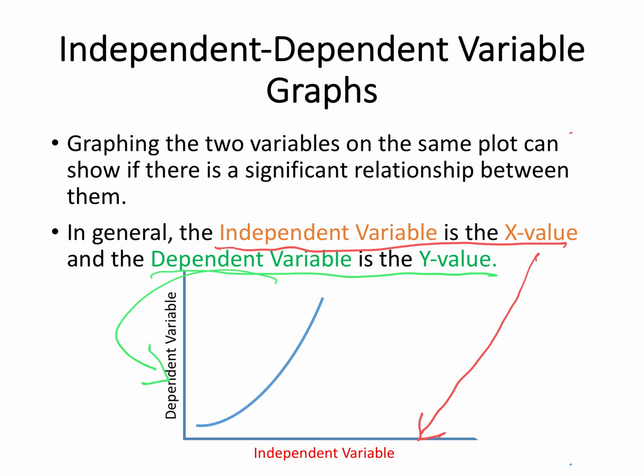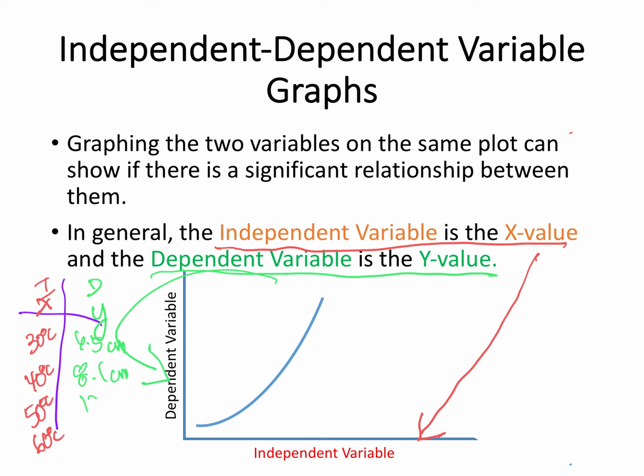All right? When you make a table of your data, you're going to put your independent variable as your x and your dependent variable as your y. And then you could just come up with a bunch of numbers here. So let's say here we have 30 degrees C, 40 degrees C, 50 degrees C, and then 60 degrees C. And then here we have 6.5 centimeters, 8.1 centimeters, 12 centimeters, and then we have 8.3 centimeters.